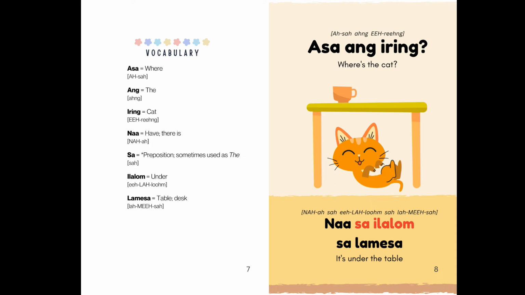Page 8. Asa ang iring? Where's the cat? Naa sa ilalum sa lamesa. It's under the table.